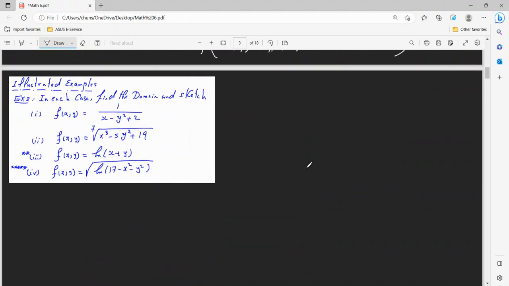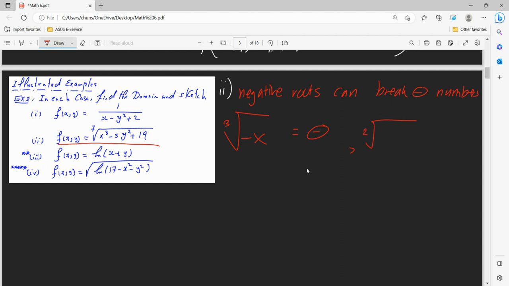Okay, the next example is pretty quick, so even though it may look complicated, I just want you to think about some properties of roots. Odd roots can take negative numbers. If you had the cube root of a negative value, it would give you a negative answer. But if you did that with an even one, say to the 2, that would not exist.